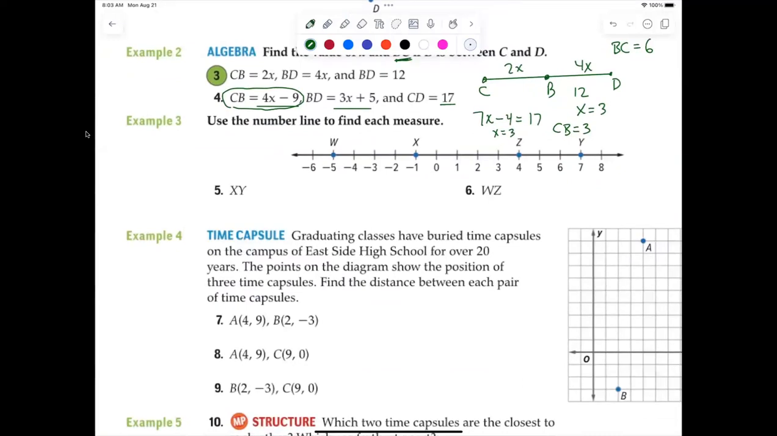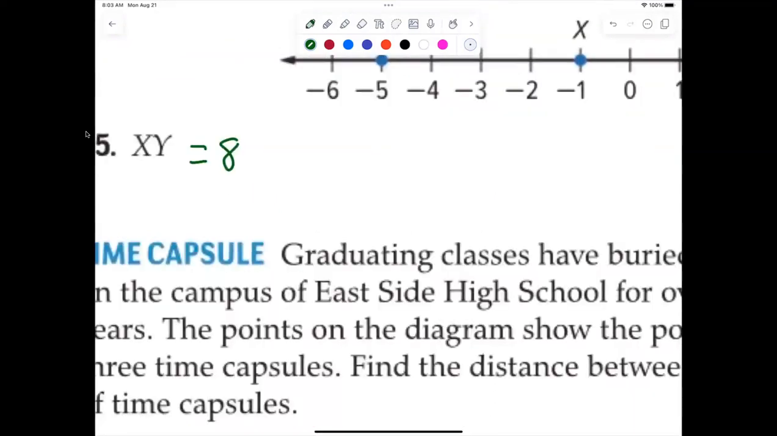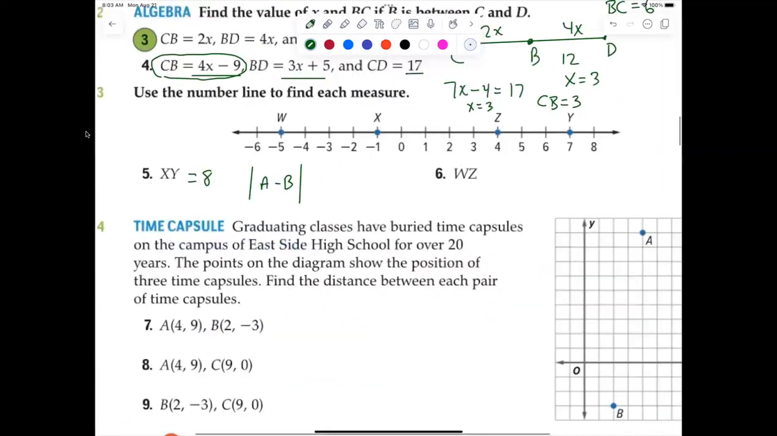Number 5. Somebody help me with XY. What is XY? 8, right? So now on a number line, all right, the distance between 2 points is defined as the absolute value of A minus B. All right, that's the distance between. Now, of course, we don't have to do that. We're smart enough to just say, hey, if I'm at -1 and I go to 7, I've walked 8 spaces. Does everybody agree with that?